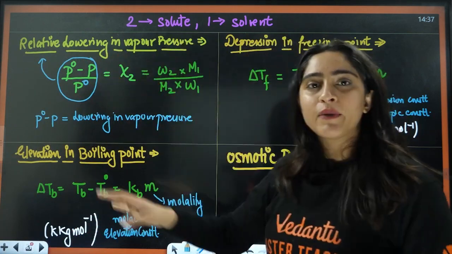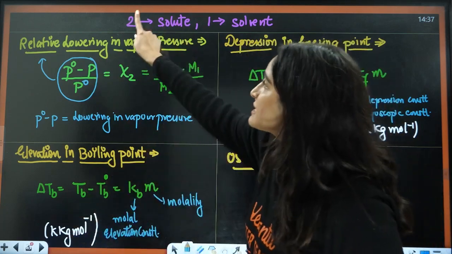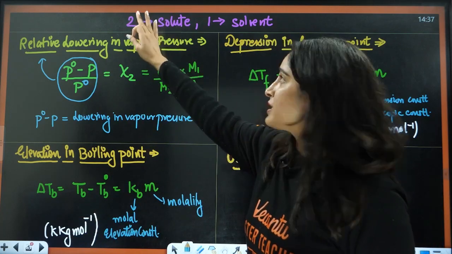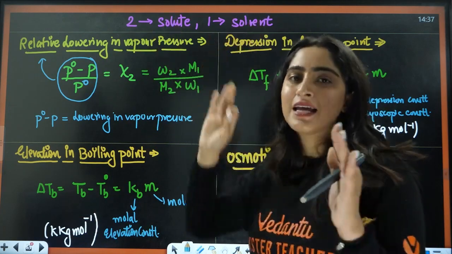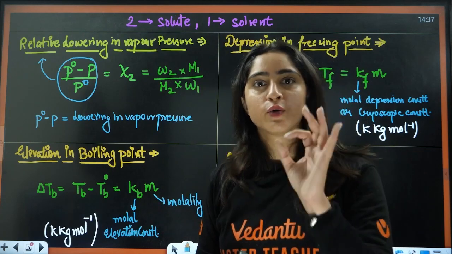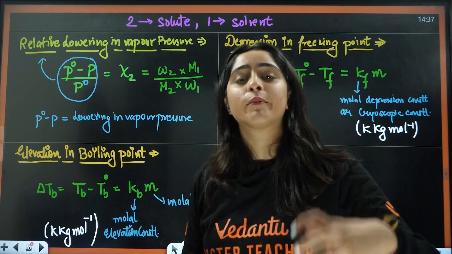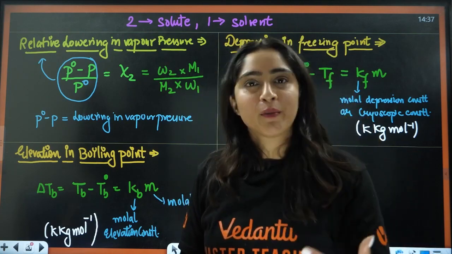Always remember, in all my formulas, I'll denote 2 as solute and 1 as solvent. If I'm denoting something 2, that means I'm talking about solute, and with 1 I'm talking about solvent.